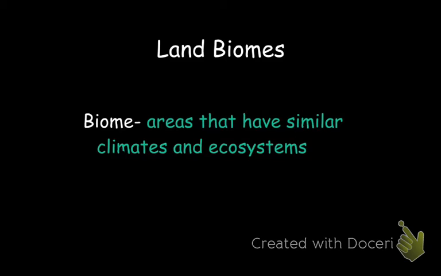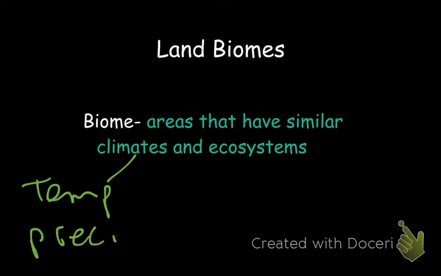Let me change the color of my pen. Okay, so climates are made up of your temperature and your precipitation. If you remember, that's what we talked about, the Köppen climate classification system was made up of, and that's what you're graphing when you look at climatograms.